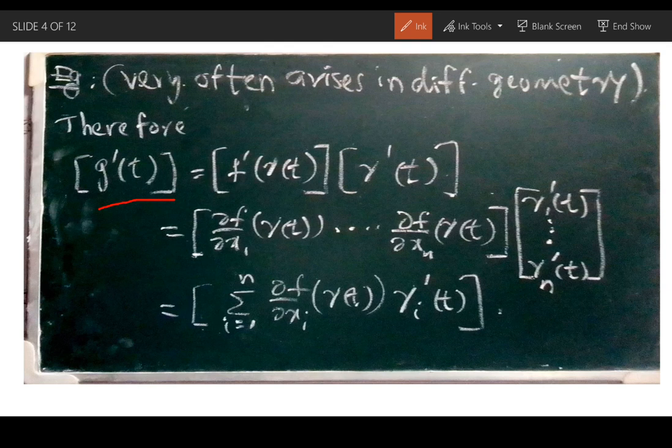so if two linear transformations compose, A and B compose to give a new linear transformation C, that means C equals A compose B, then matrix of C is matrix of A into matrix of B. That into is matrix multiplication. So g dash of t is f dash of gamma of t composite gamma dash t. So matrix of g dash t is matrix of f dash of gamma of t into matrix of gamma dash t.